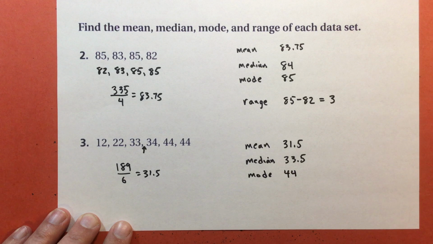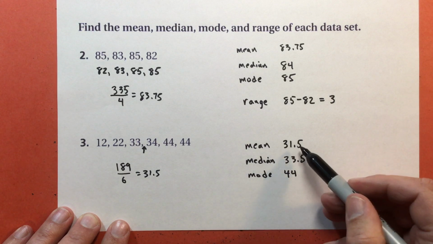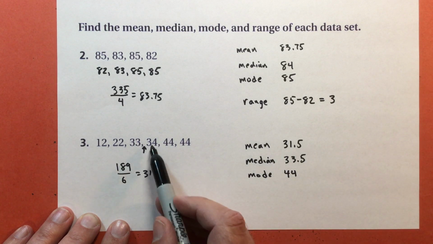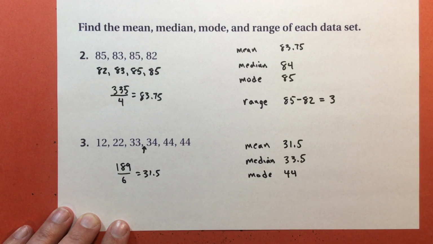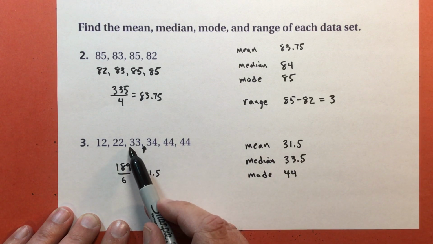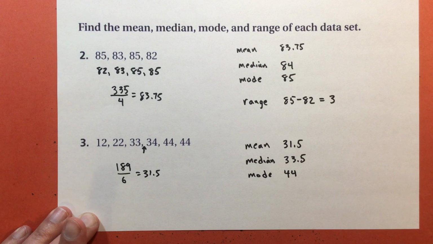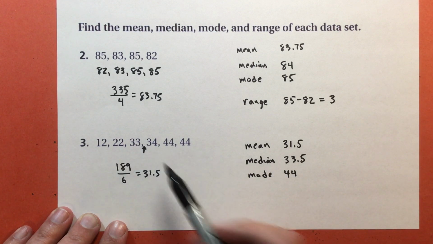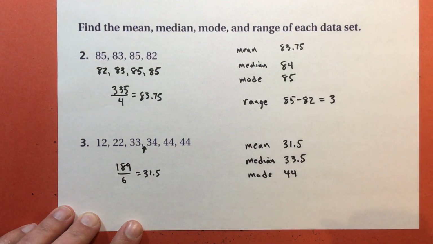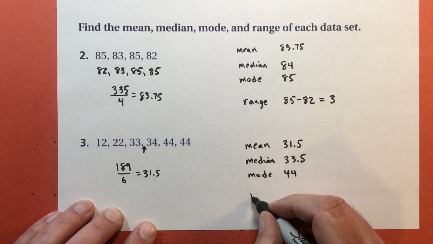So again, the mode doesn't really tell me much about this data set. Both 31.5 and 33.5 are more in the middle. 31.5 not so much, but 33.5, I think if I had to choose, I think the median would describe this data set the best. They didn't ask me that. That'll be in the next problems.